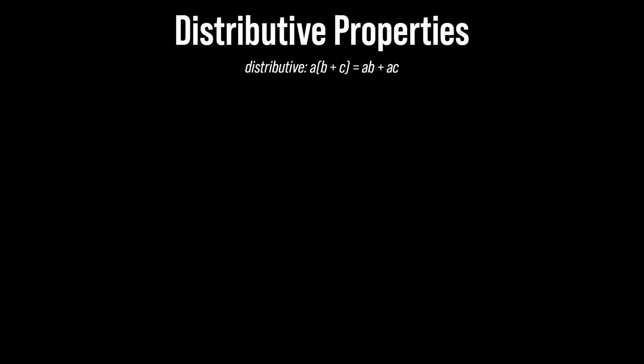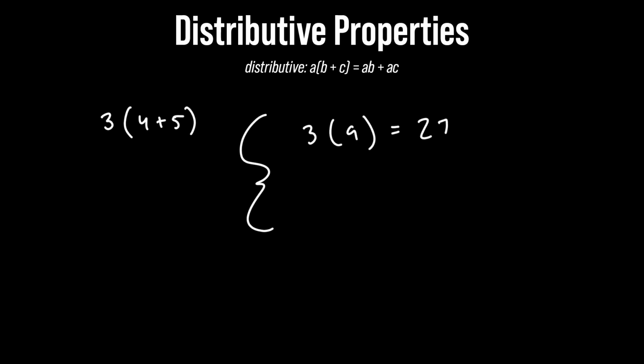What do I mean by this? Well, let's take a simple example: 3 times (4 plus 5). There are two ways we can approach this problem. The first way is to add 4 and 5 together and then multiply by 3. So we're going to have 3 times 9, which is equal to 27.